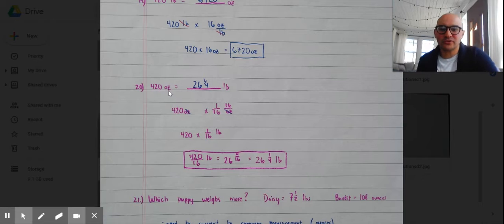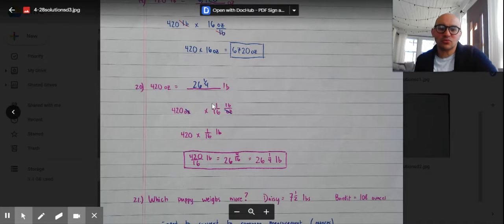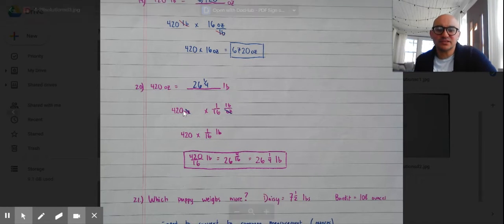We're given a measurement of 420 ounces. We're going to multiply that amount by our unit rate, and we're going to find how many pounds that is. The way we do that is we select this unit rate with pounds on top, so it's 1/16 of a pound per ounce times 420 ounces. As we multiply, our ounces cancel one another out, and we're left with the measurement of pounds only, which is good.